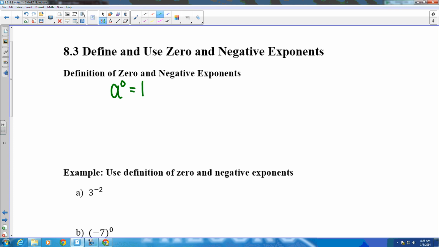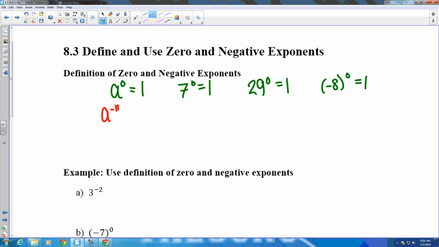So it doesn't matter what the base is. It could be 7, that's still going to be 1, or 29 to the 0, that's still going to be 1, or negative 8 to the 0, that's still going to be 1. So anything, no matter what your base is, if you raise it to the 0 power, it's going to be 1. Okay, now we're going to do the negative exponent property.